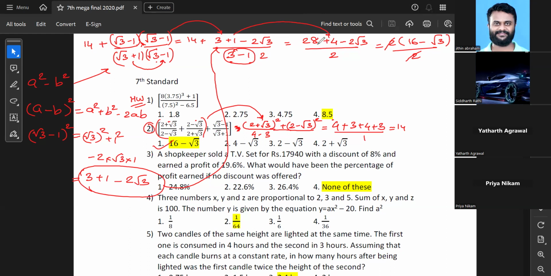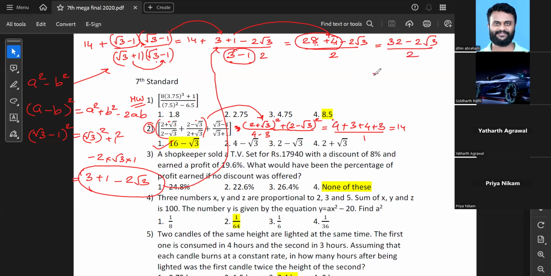14 into 2, it became 28. 28 plus 4 is 32 for your information. And from this 32, the last step, I'll do one thing. I'll solve every step. So I'll write this as 32 minus 2 √3 divided by 2.